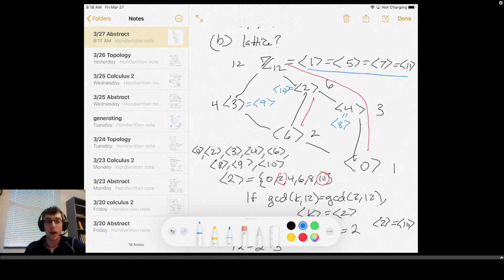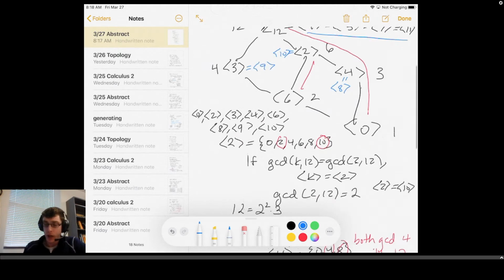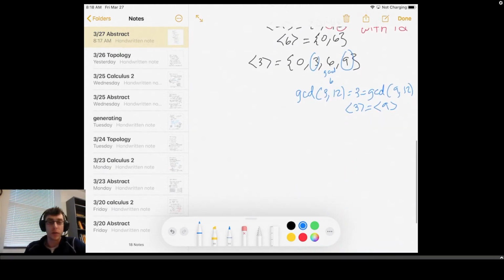Cool. Okay. So really it's just applying, remember that theorem, like 446 there, that we're applying over and over. If they have the same GCD, then they generate the same subgroup. Okay. So now we're getting into some applications of these things that are a little bit more general.